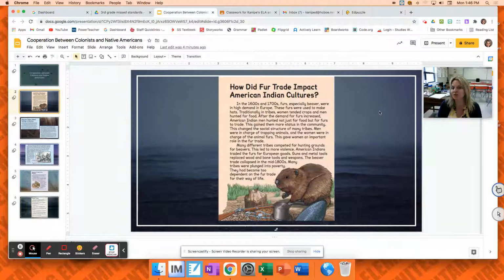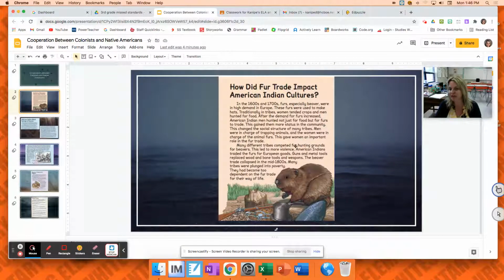Men were in charge of trapping animals, and the women were in charge of the animal furs. This gave women an important role in the fur trade. So whereas before they were only tending the crops, now they have added responsibility, and that's to take the furs off the animal, to clean the furs, to make them presentable for sale. And this gave them a lot of power in their tribes.